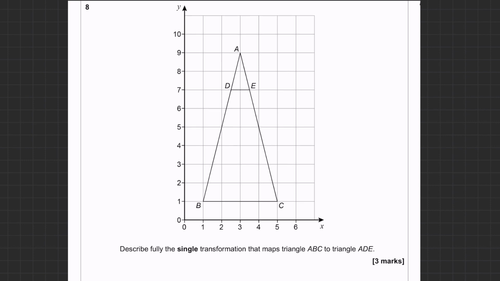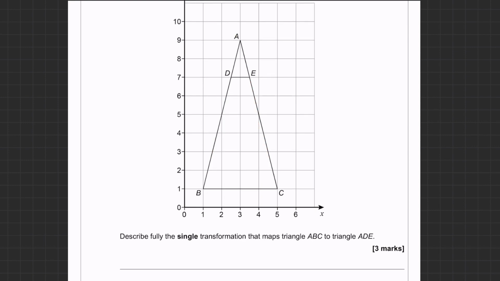Question 8. Describe fully the single transformation that maps triangle ABC, so ABC, to triangle ADE. Well, we can see straight away one is bigger than the other. So we can instantly say, well, the transformation must be an enlargement. The next thing we need to state is from which point. So from point. So where is this point? Well, we can see by observation the triangle starts at this point here for both of them. So it must have been enlarged from here.